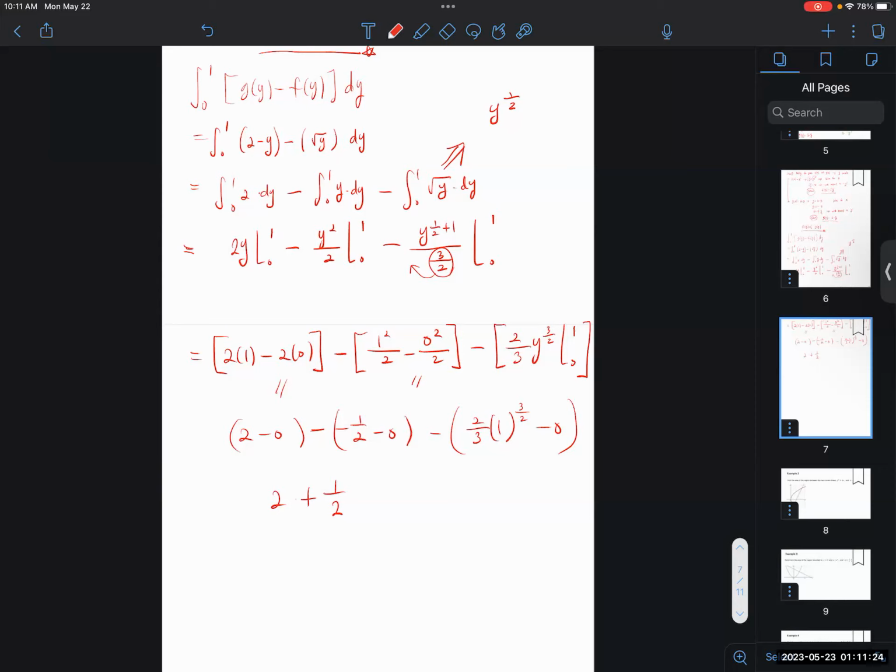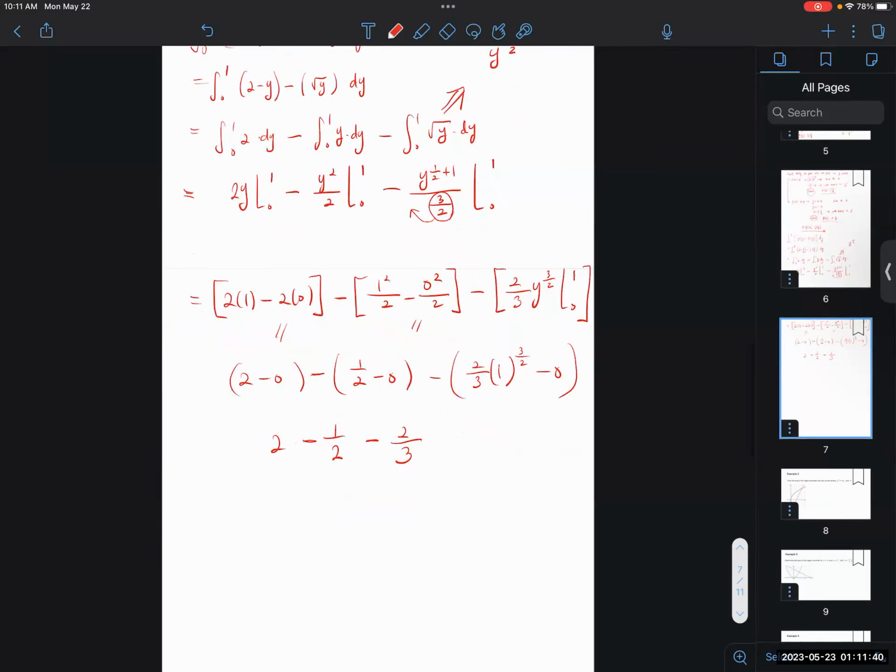And then I don't know why I have a negative here. Let me just get rid of this. So this one should be just minus. And then this one, minus 2 over 3. Are we okay? Yep, we're good, because the rest of the thing is a 0. So you can calculate this one, 5 over 6. You can change it to decimal as well.